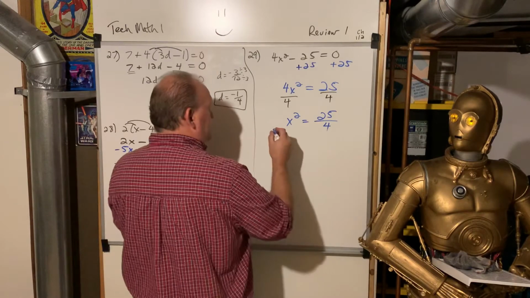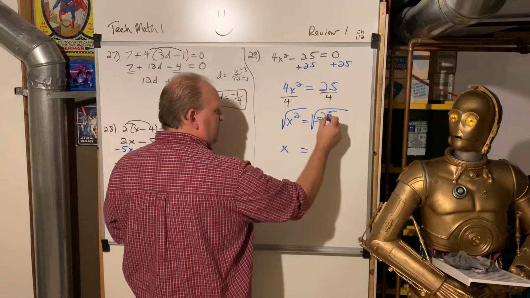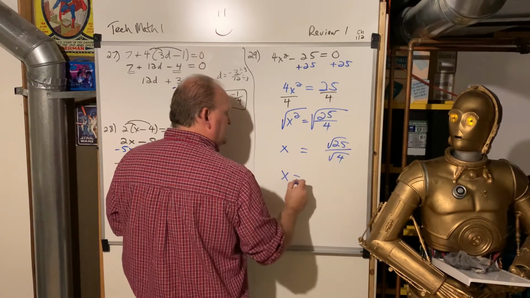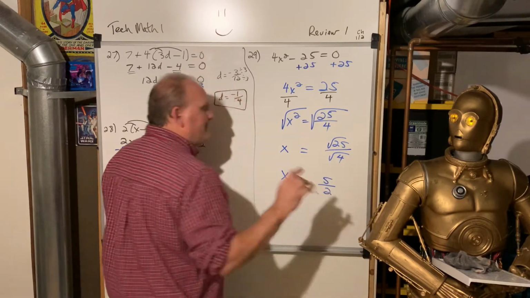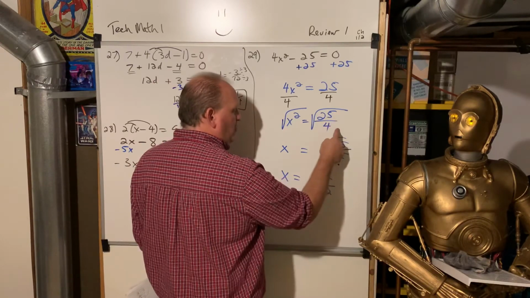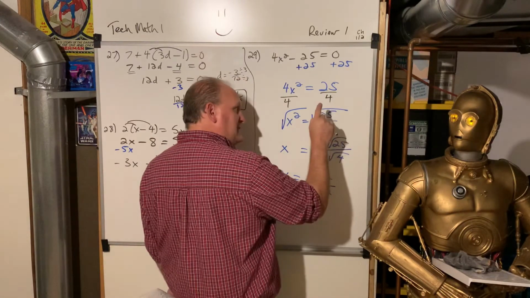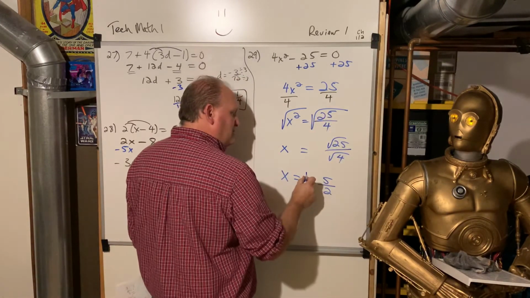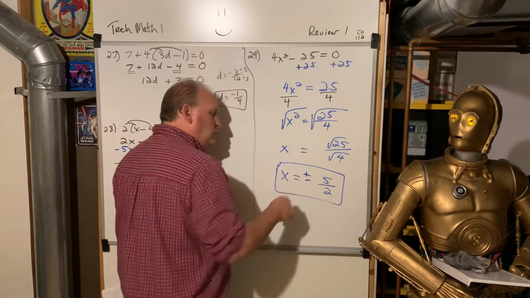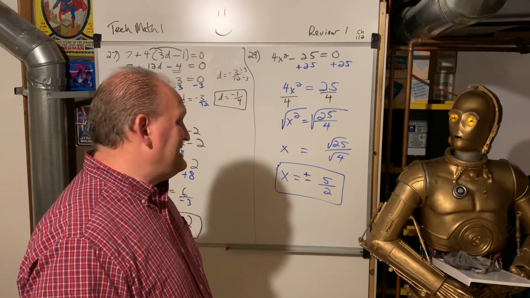Because look, I could throw the square root on this side and the square root on that side. And I'd say x is equal to the square root of 25 over the square root of 4. That is x is equal to 5 halves. But 5 halves times 5 halves is 25/4. But also, negative 5 halves times negative 5 halves is positive 25/4. So that's where this little plus or minus comes into play. There's actually 2 solutions. It's positive 5/2 and negative 5/2.